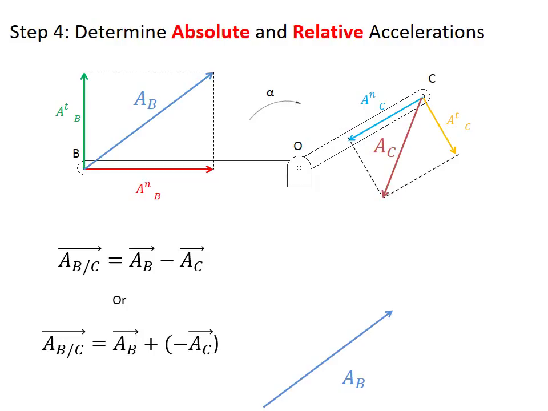This is the acceleration of the point B. This is minus AC. As you can see, the direction is opposite. It's a similar magnitude and similar direction, only the direction is opposite. And the addition of these two is going to result in the relative acceleration of the point B versus C.